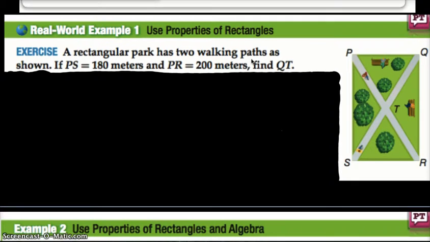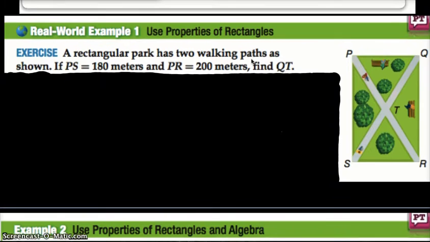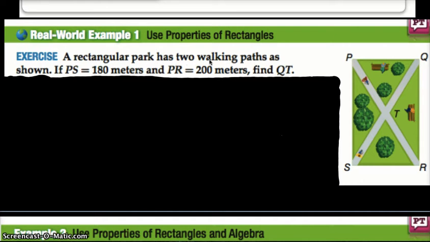Okay, so here is our first example. We're going to use properties of rectangles. A rectangular park has two walking paths as shown, they're diagonals. If PS is 180 meters and PR is 200 meters, find QT. So PS is 180, let me write that down, and PR is 200. Find QT. Well, the fact that these are diagonals, I would say QT is 100 already.